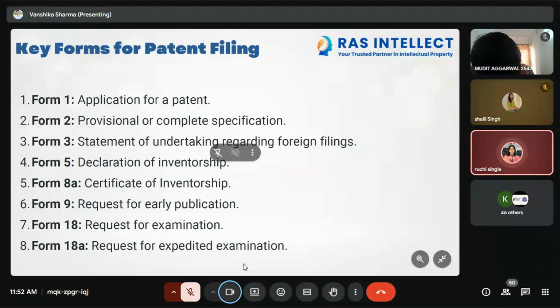But even if you are not going for the foreign filing, you need to attach this Form 3, which is statement of undertaking regarding foreign filings. Form 5 is declaration of inventorship. So who all are inventors? You need to file Form 5 for that. Form 8A is certificate of inventorship. So universities are generally the applicants when they are paying for the patent application.